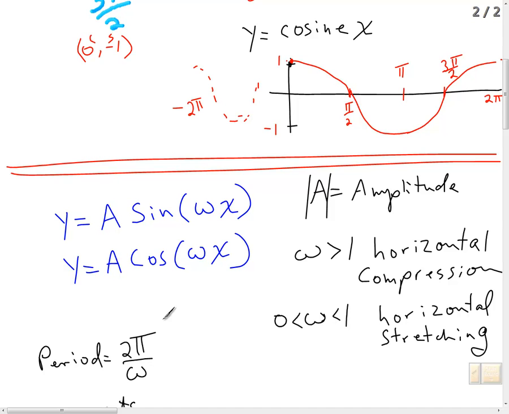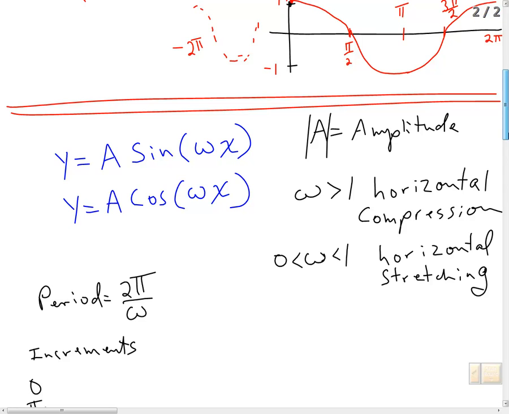So let's say omega was 2. Then instead of being 2 pi, this would be 2 pi over 2, so our period would now be pi. Our period went from 2 pi to pi. When omega is a fraction between 0 and 1, it's going to cause the graph to horizontally stretch. So one cycle, instead of going to 2 pi, may go to, let's say, 3 or 4 pi or more.